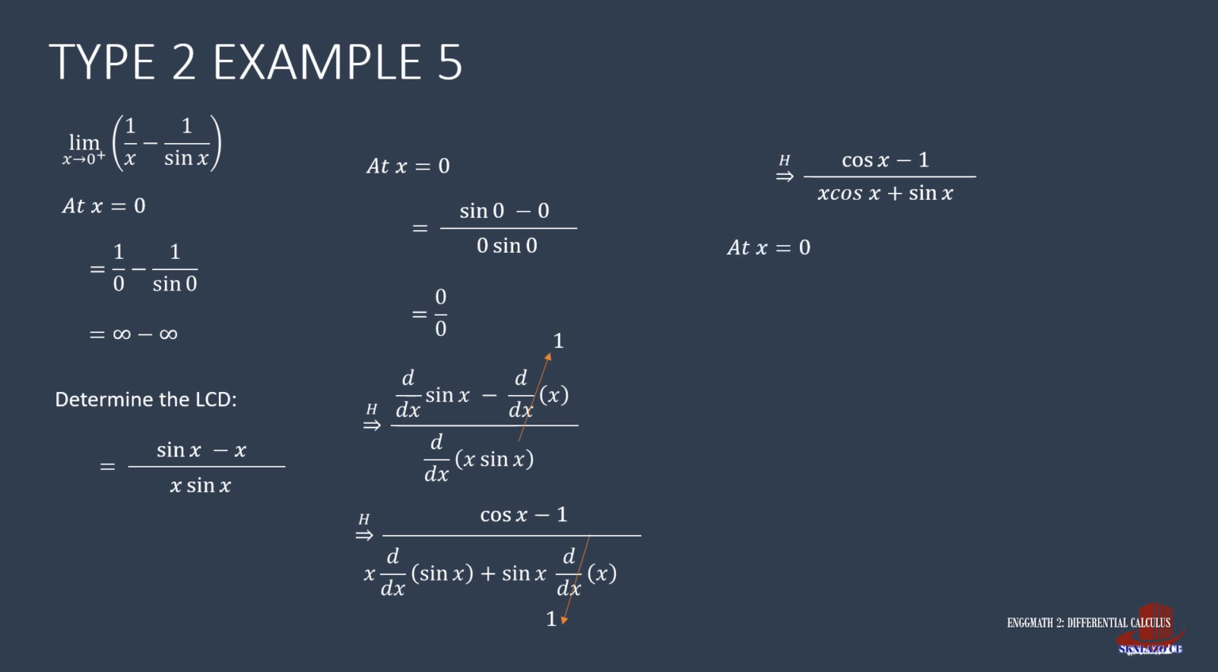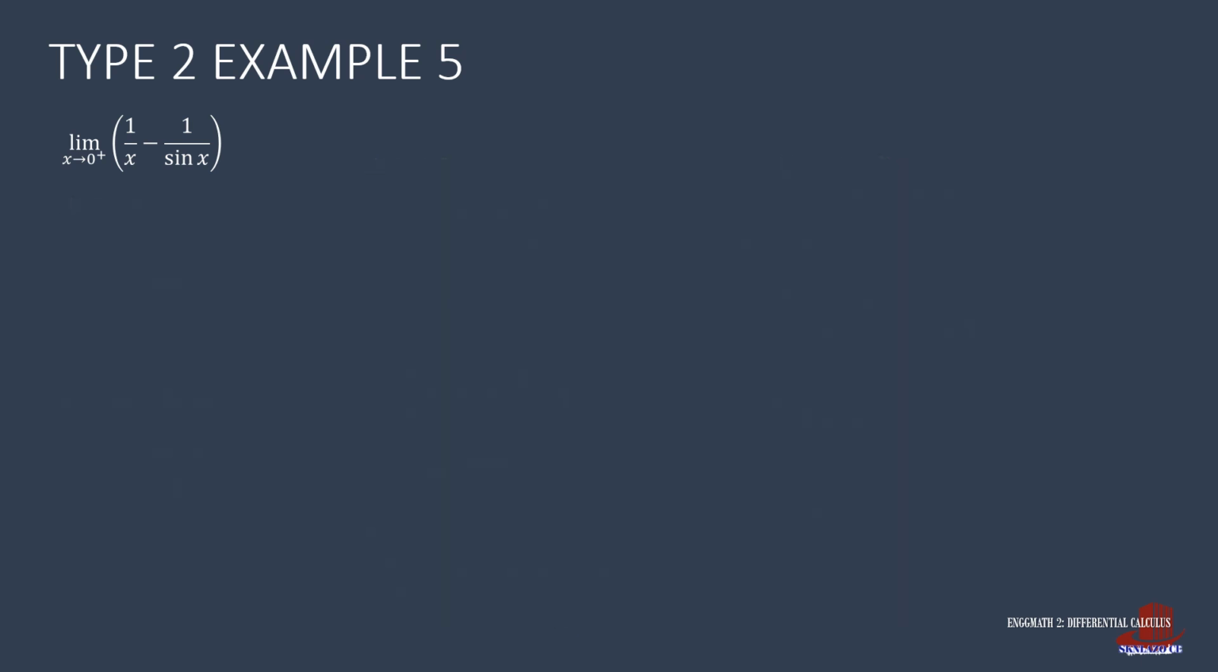Now with x as 0, we have cosine of 0 minus 1 all over 0 times cosine of 0 plus sine of 0, which becomes 1 minus 1 upon 0 times 1 plus 0. We still ended up with 0 over 0 for the first derivative. So the next step is to take the second derivatives of the terms.